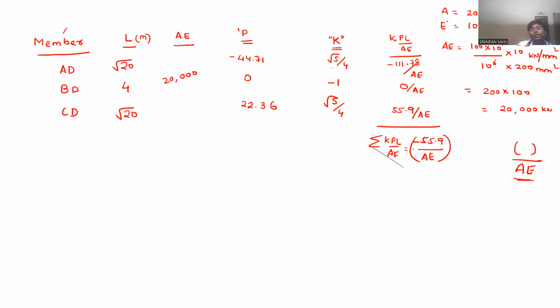You got it, right? Till this point. Yes, sir. Now, one more column will come. I am writing it here. That will be K square, K into KL by A. And this is nothing but the flexibility component for this case. Check.